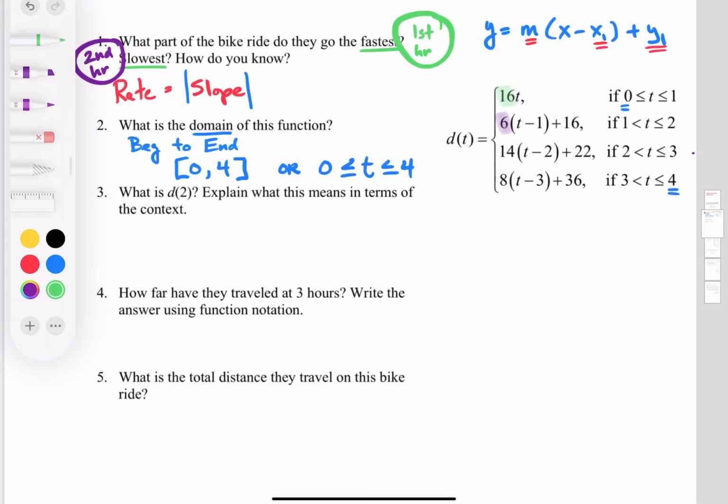It's asking, what is d of 2? And explain what that means. Well, that 2 is our t value, because remember, this is d of t. So t is going to be 2 hours.